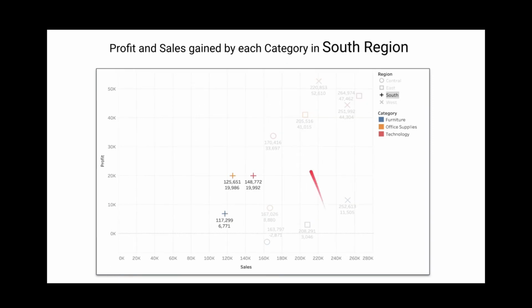In the next slide, we see the profit and sales gained by categories in the South region. So in the South region, again, we see that technology is doing very well in the sales and profit. The profit gained by the company in the South region in technology is 19,992. But here again, we see that furniture is the same as it did in the East and Central regions. The profit is 6,771.